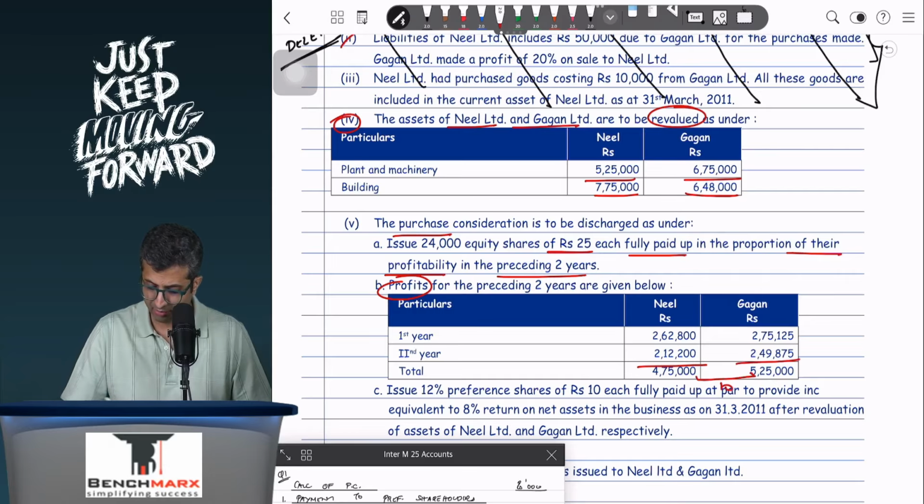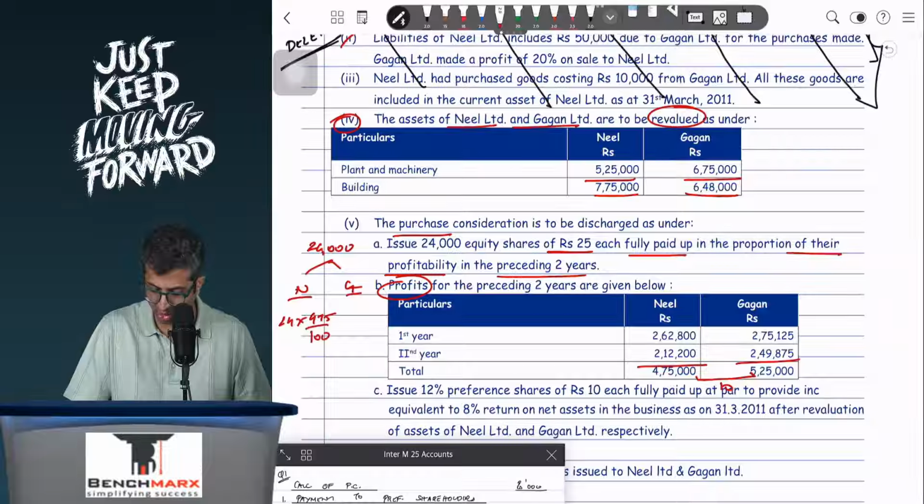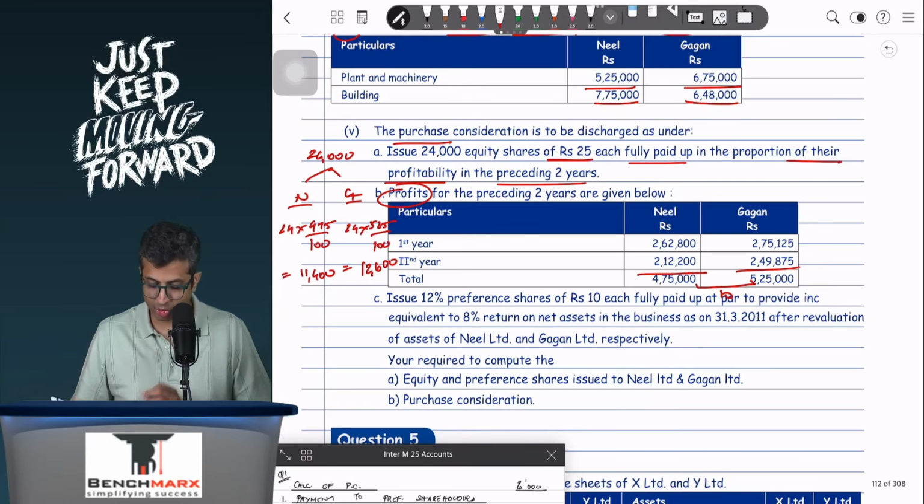So can I say, if I were to look at the PC, out of the 24,000 shares to Neil and to Gagan, I can say 24 into 475 upon 100 and 24 into 525 upon 100. So this is 24,000 into, can I say, 11,400 shares and 12,600 shares. Okay, these are of rupees 25 each. So this will definitely be a part of PC.